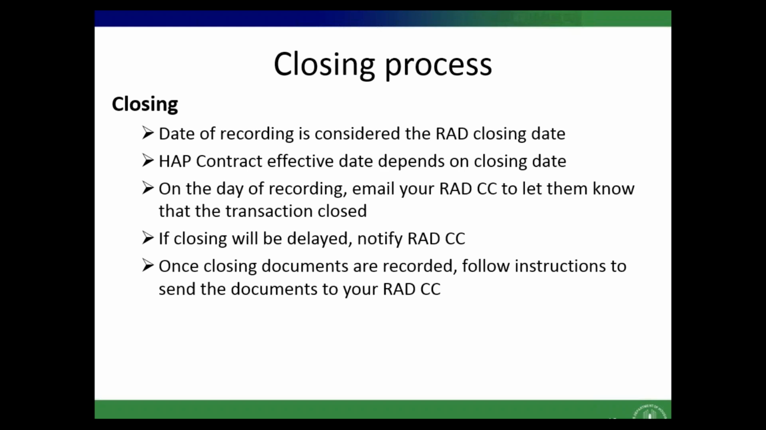In this program, the date of recording is what we consider to be the RAD closing date. That's kind of important because the HAP contract effective date flows from that. The HAP effective date is either the first of the month following your month of closing or the first day of the second month following your month of closing. So if on May 17th, your documents are complete and taken to the recorder's office and you let us know that it's closed, you would have a choice of having your HAP effective date be June 1st or July 1st.